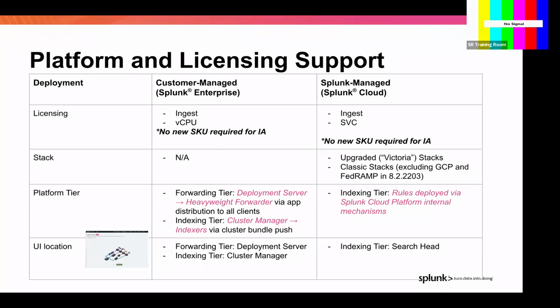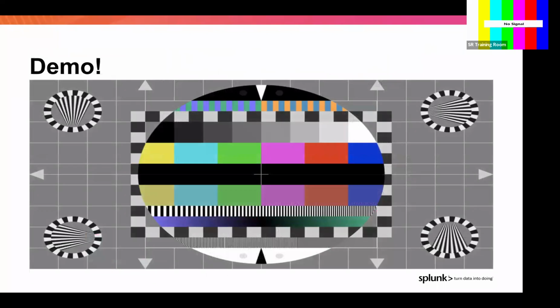In terms of where you actually use the UI, in Splunk Cloud, you just do it on the search head, which will operate on the indexing tier. But if you're a Splunk Enterprise user, you have two options. You can run it on the indexing tier or the forwarding tier. With that, we're actually going to do the demo in the middle, then we'll take a deep dive. Divya.